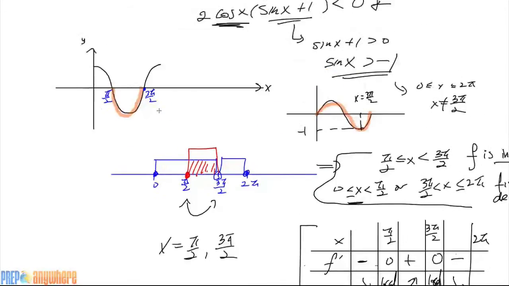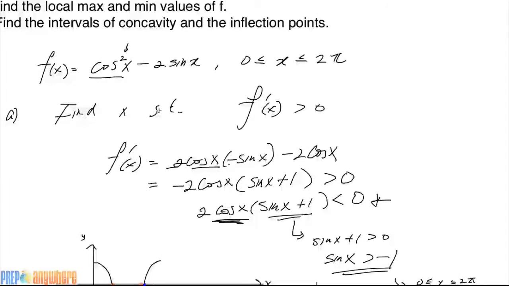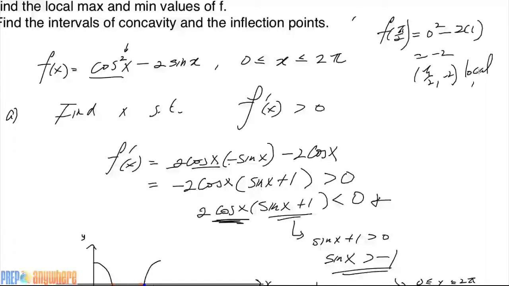Okay, so that's the location. We actually have to find it. So for local max and minimum, we actually have to plug in f at pi over 2. So what's cosine of pi over 2? 0. Okay, this is going to be 1. So it's negative 2. So at pi over 2 and negative 2, this is a local minimum.